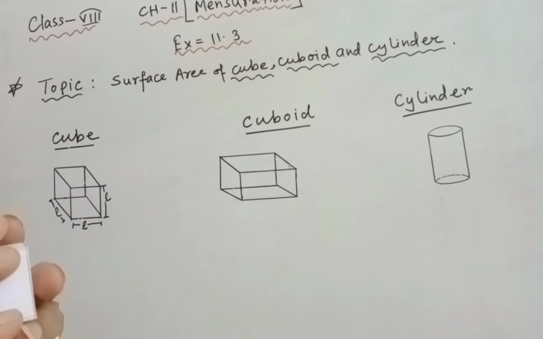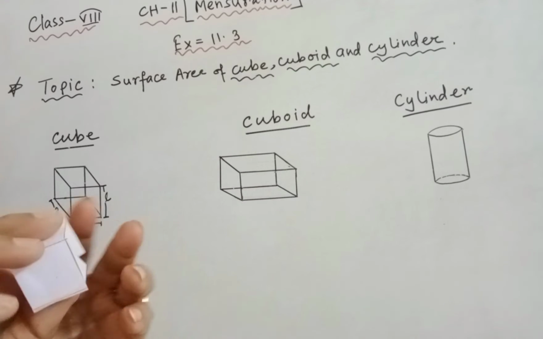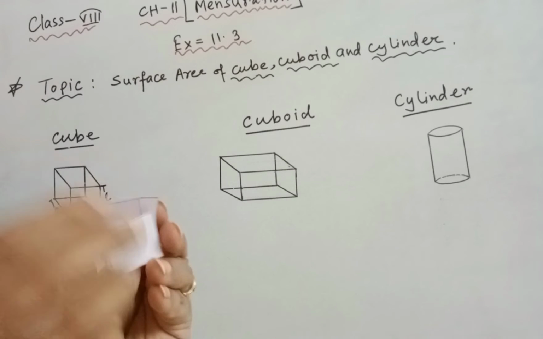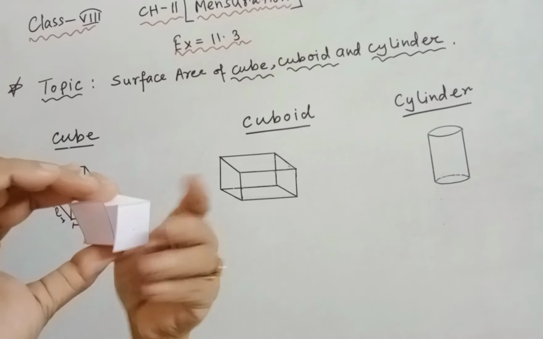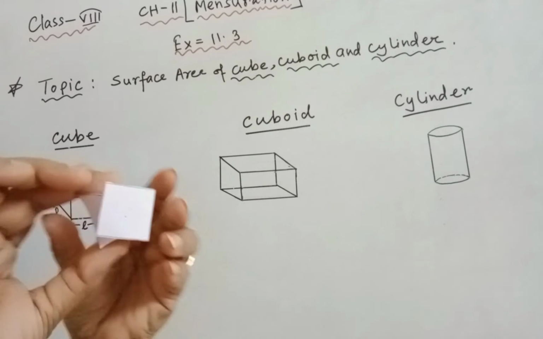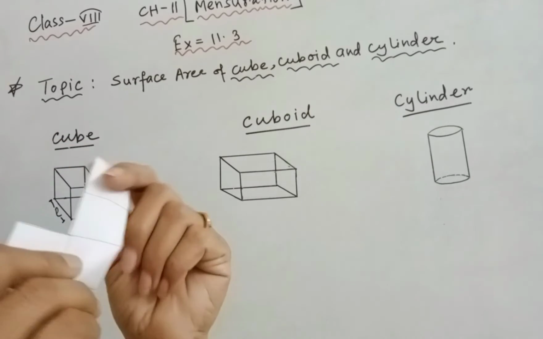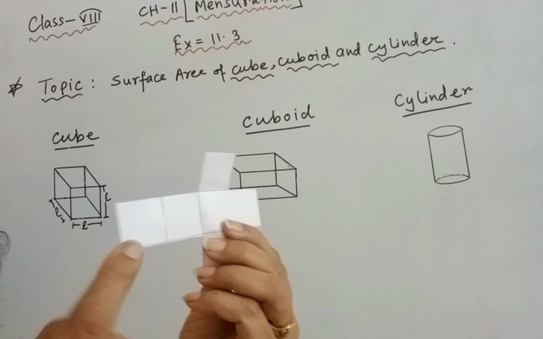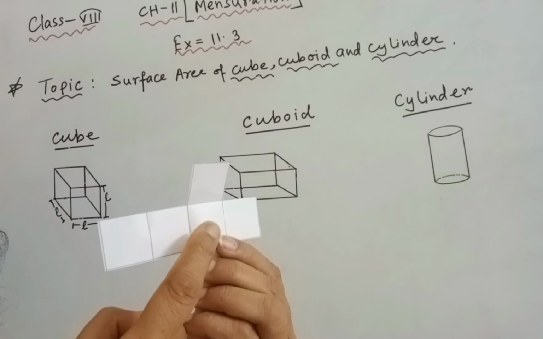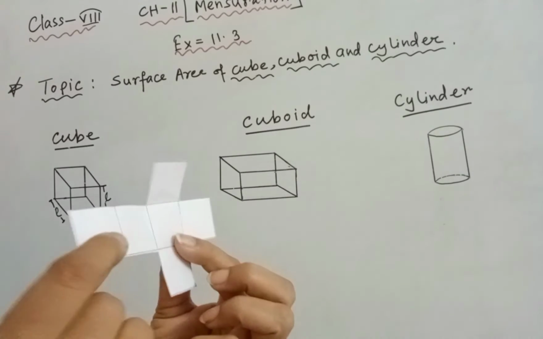Look at the net of this cube. You can see it is a cube. Can you see this cube clearly? Now if I open this cube, how many squares can you see here? 1, 2, 3, 4, 5 and 6. So 6 squares.